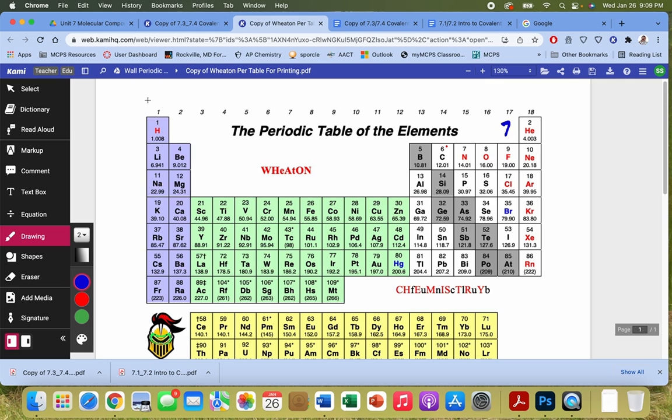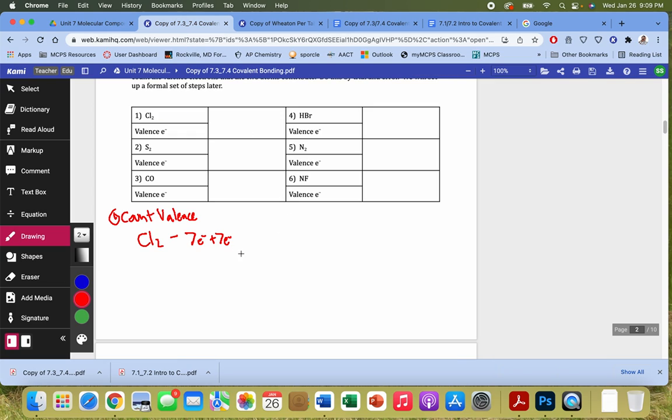If we were counting over, 1 for these guys, 2 for these guys, 3, 4, 5, 6, 7. And then noble gases would have 8. All right, so 7 for each chlorine. 7 and 7, that's a total of 14 electrons. The next thing I'm going to do is draw a skeleton.